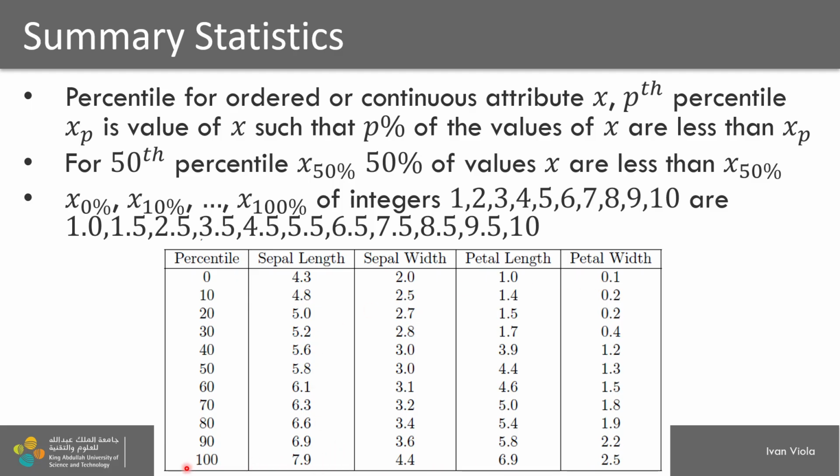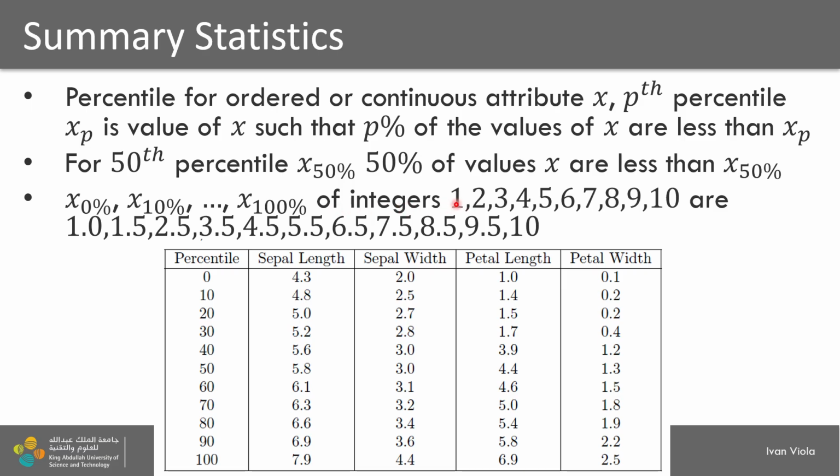So this is the 100th percentile. So 100% of all data are smaller than this value. So this is the maximal value for the sepal length, sepal width, petal length, and petal width. And we can see these percentiles defined here for these integers, for example.